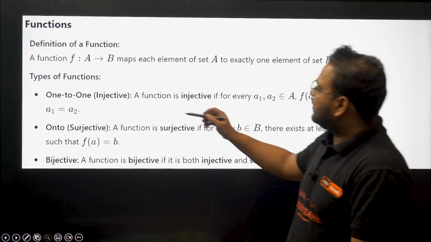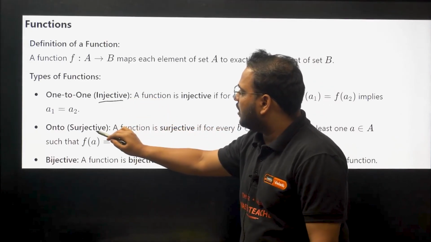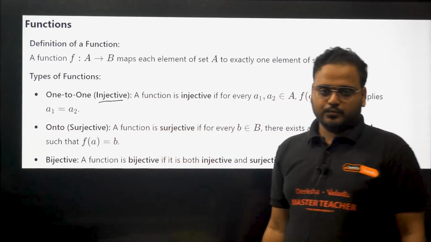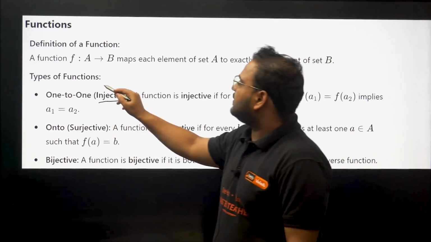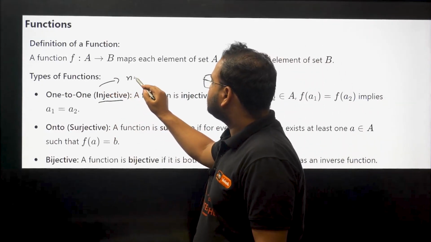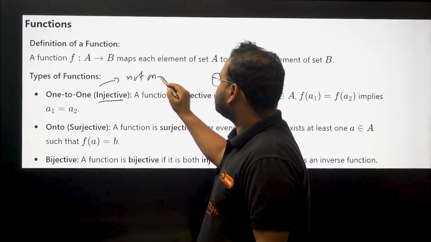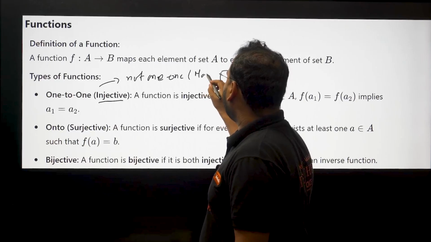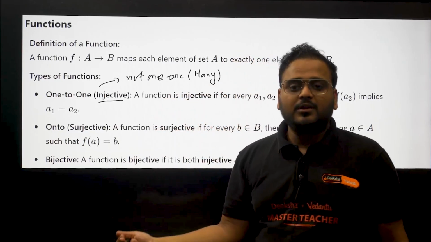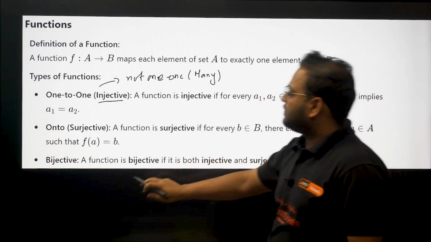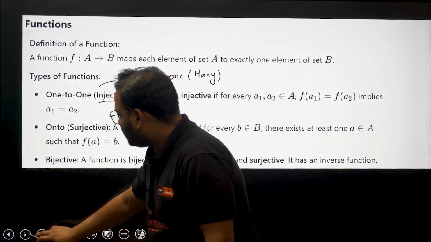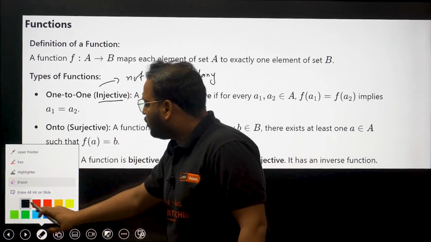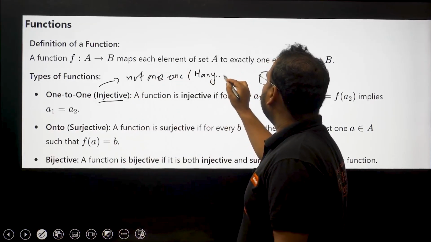Okay, so one-one is called an injective function, onto is called a surjective function, and bijective is the combination of one-one and onto. Sometimes we write the opposite of one-one as not one-one, also as many-one. The opposite means if a relation is not one-one, we call that many-one. If a relation is given to you and you identify it as not one-one, we call it simply many-one.